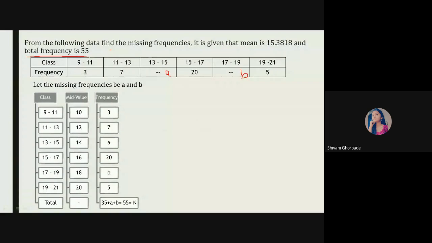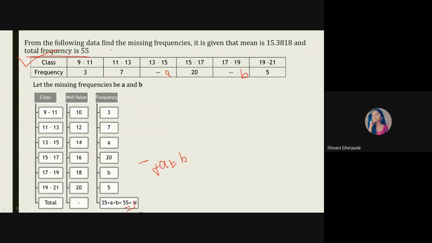Why is n 55? The total frequency is given as 55. You have to take the total, and if it is an alphabet, keep it as it is. 3 plus 7 is 10, 10 plus 20 is 30, 30 plus 5 is 35. The remaining total comes, plus a, keep it as it is, plus b. 35 plus a plus b is equal to 55, because they have given total frequency 55 as the value of n.